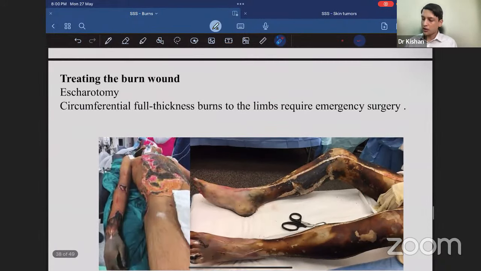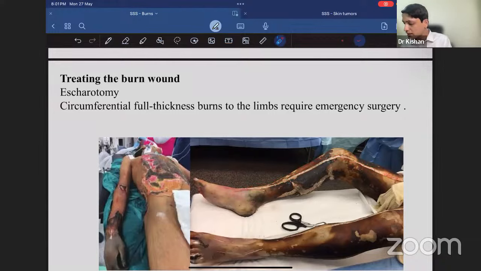From a surgical point of view, you have escharotomy. It's for third degree burns. See, these are all the blackened ones. These are all the eschars. What is the black portion you can see here? See, these are all the eschars. I have already done the escharotomy. See, this is the escharotomy wound.